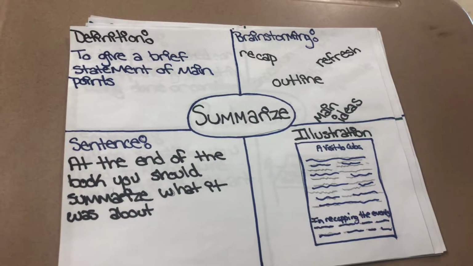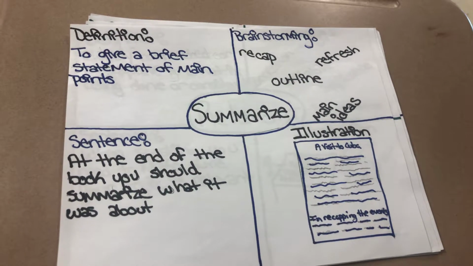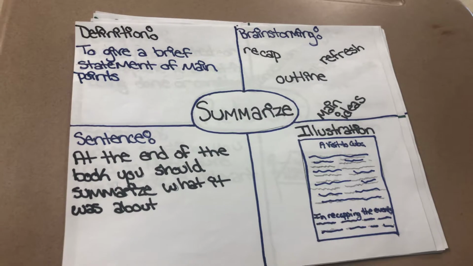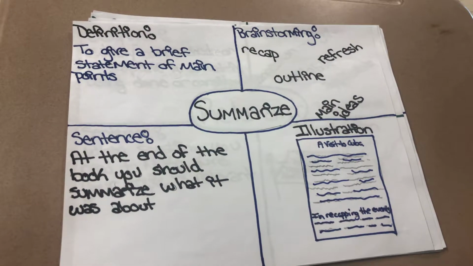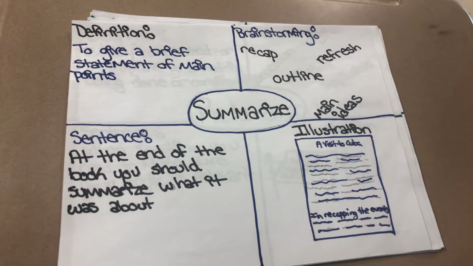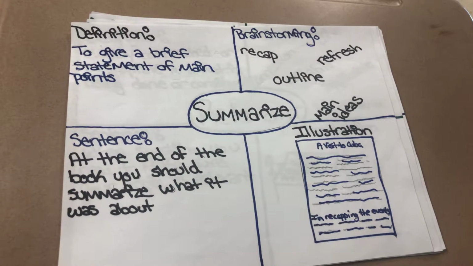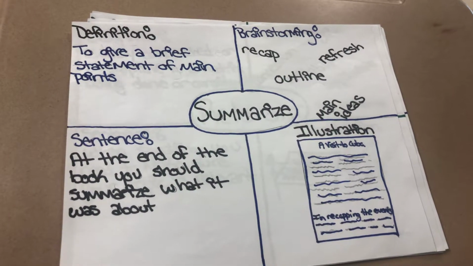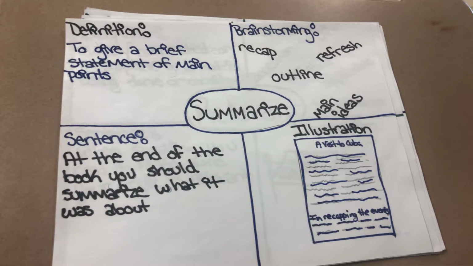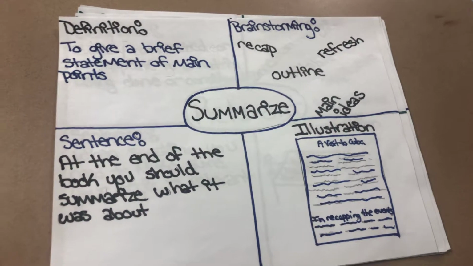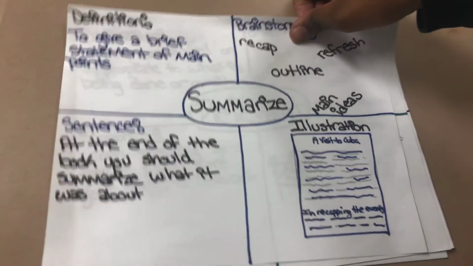The next word we have is summarize. The definition is to give a brief statement of main points. The sentence is, at the end of the book, you should summarize what it's about. Some words we have are recap, outline, refresh, and main ideas. And in the illustration, it's a page, and it's recapping at the bottom, summarizing it.